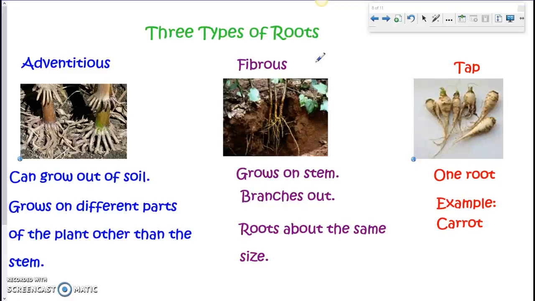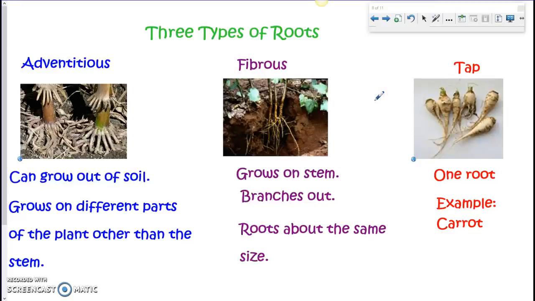And a way to remember fibrous is if you hold your hands out in front of you, making the number 10, stretching your fingers out. Now, if you want to connect your thumb on one hand to a finger on another hand, this is as if it's branching out. And this is how you can remember what a fibrous root is. It branches out. And last but not least, a taproot.